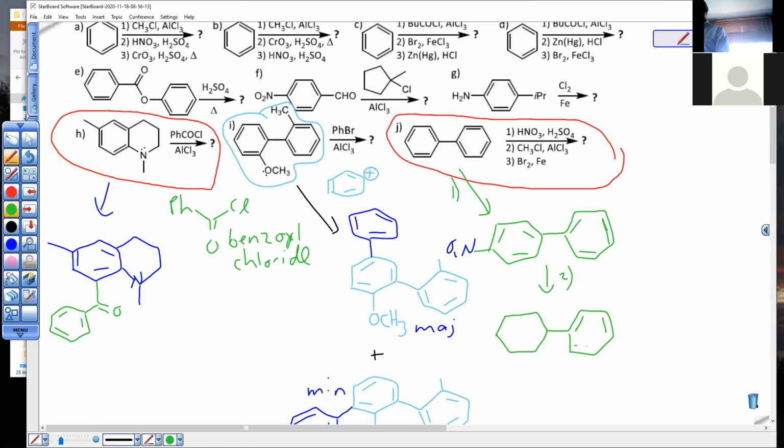Double, double bonds. We've got NO2 over here, and we have a methyl over here. For the third group, the methyl is an activator and nitro is a deactivator. So for our final result, step 3, you can't go para to the methyl. It's already taken.